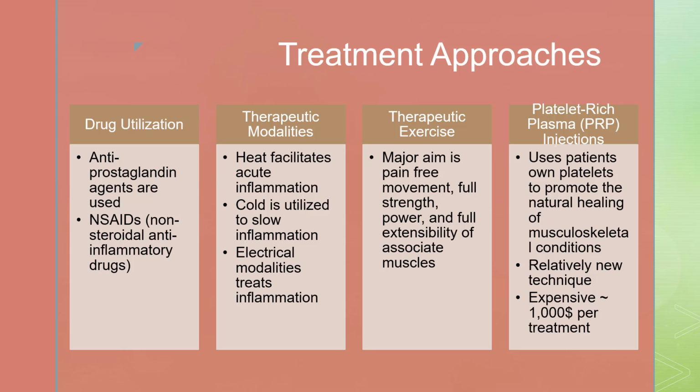Another technique is platelet-rich plasma, also known as PRP injections. This uses the patient's own platelets to promote the natural healing of musculoskeletal conditions. The process occurs with small amounts of the patient's own blood that's drawn into a vial and centrifuged to separate the blood into various components: plasma, platelets, white blood cells, and red blood cells. Red blood cells are drained away.